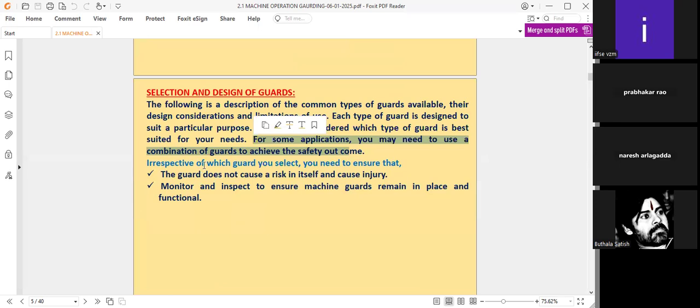Irrespective of which guard you select, you need to make sure that the guard does not cause a risk in itself and cause injury. A very, very important point. The guard does not cause a risk in itself. The guard cannot be a risk by itself.